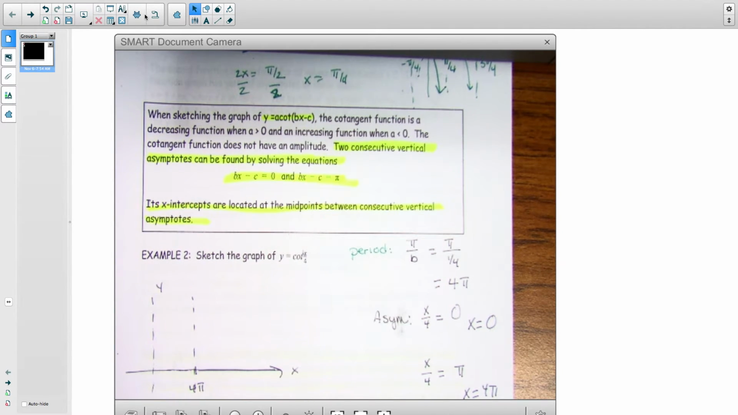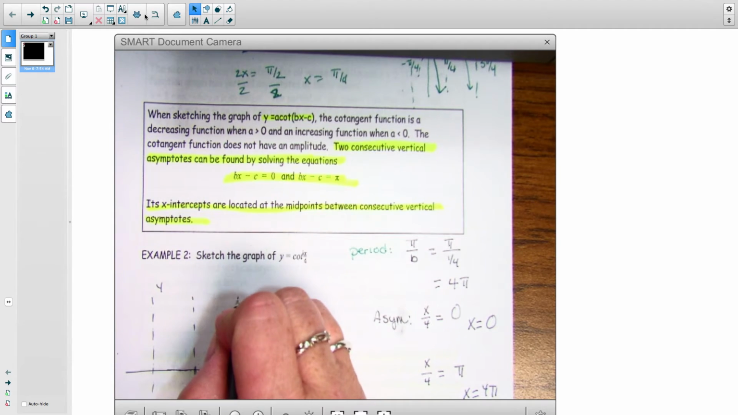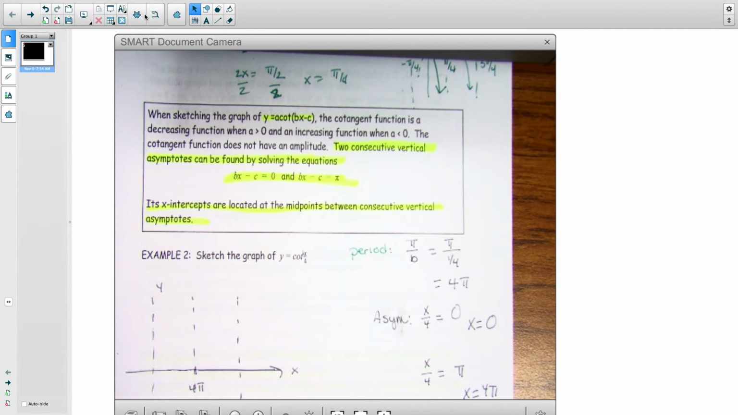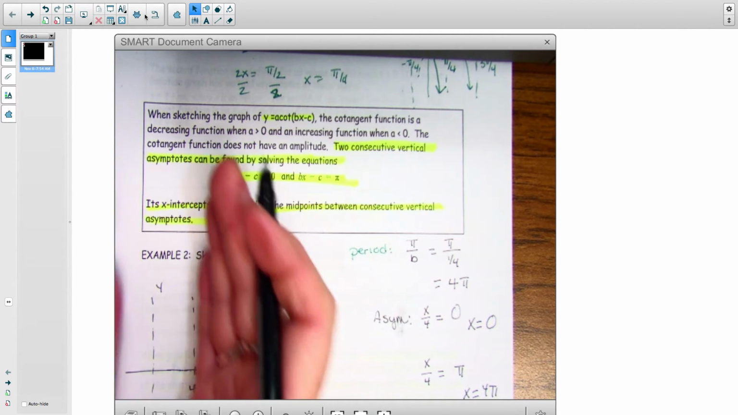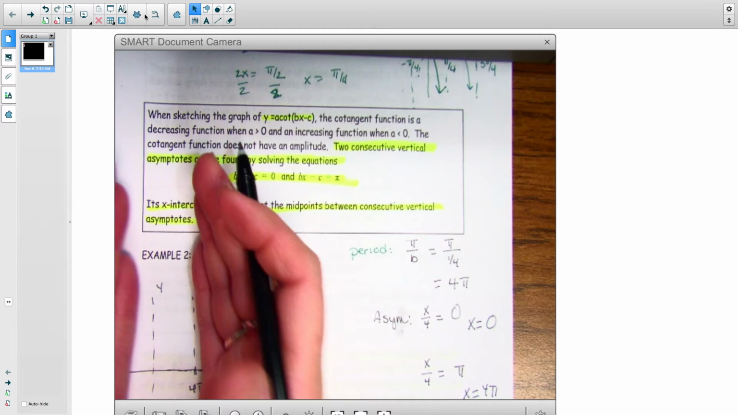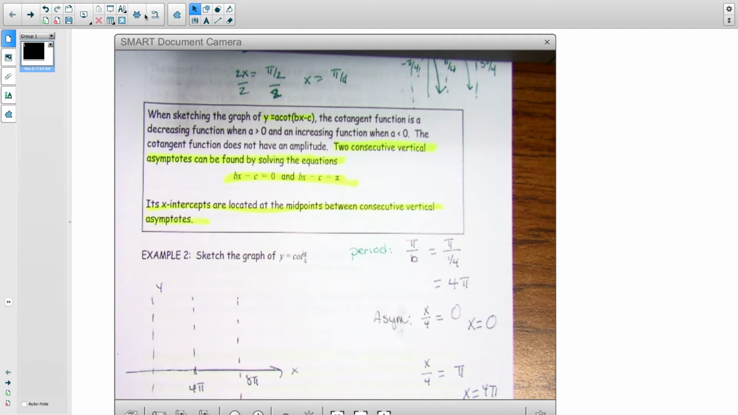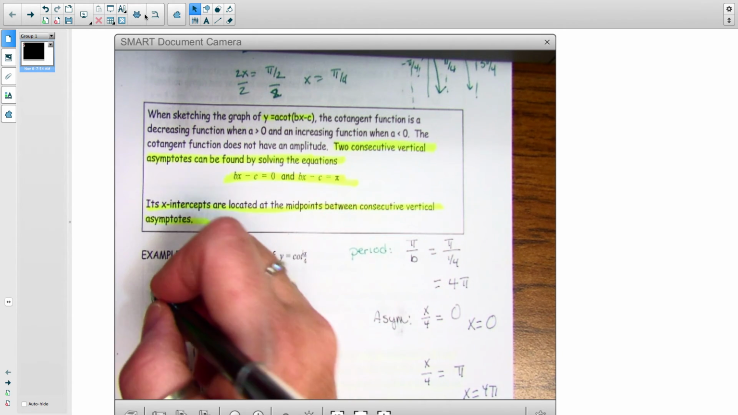So if 0 is our first asymptote, 4 pi is our second asymptote, where's our third one going to be? In the middle, at pi. Asymptotes are between our two periods. So our period's 4 pi. So there's 4 pi. Our next period will be another 4 pi. And then our zeros are halfway between, so at 2 pi and 6 pi. And then what direction does cotangent go? It goes like this.